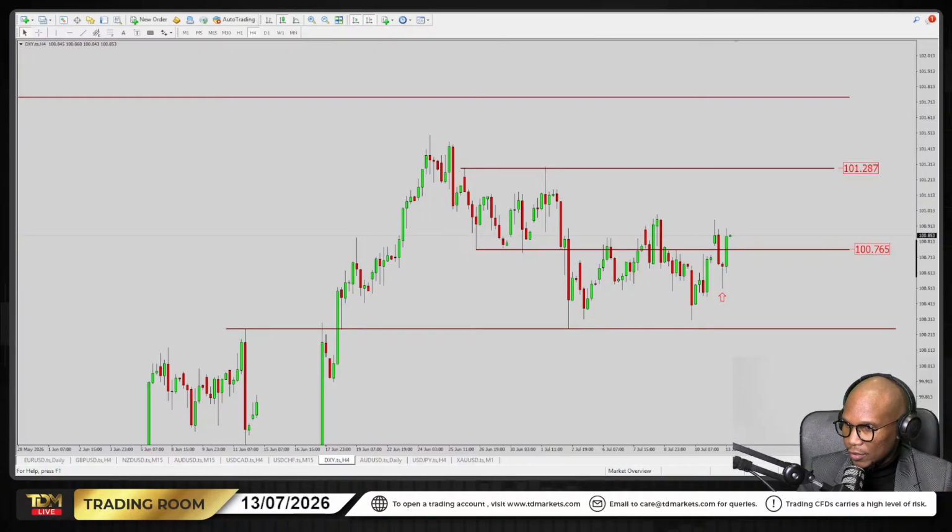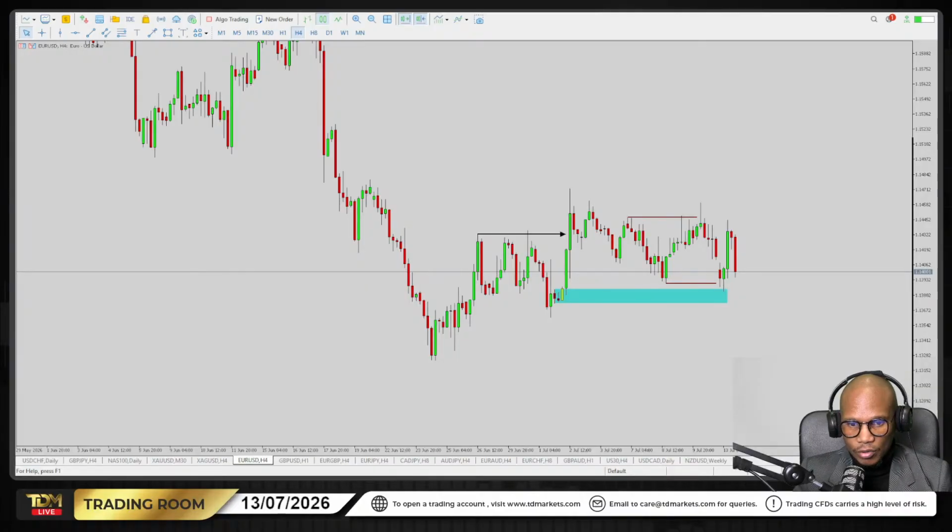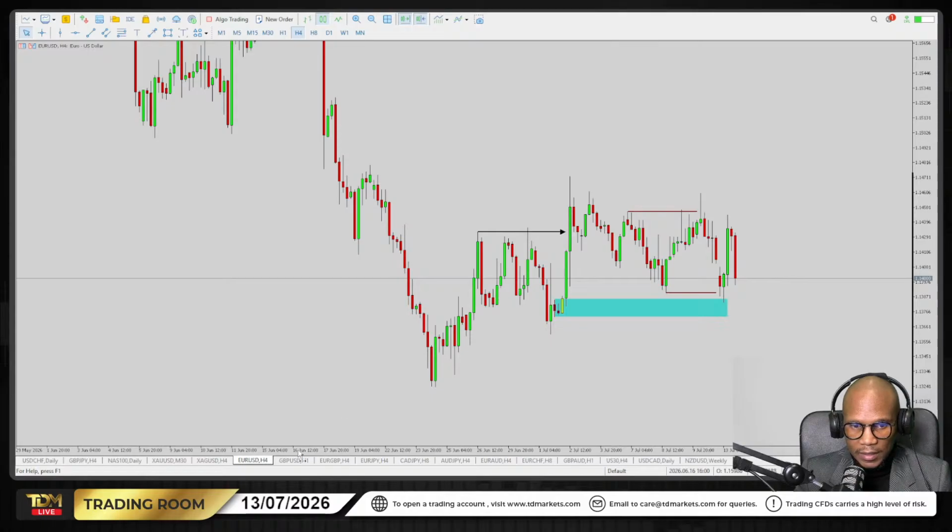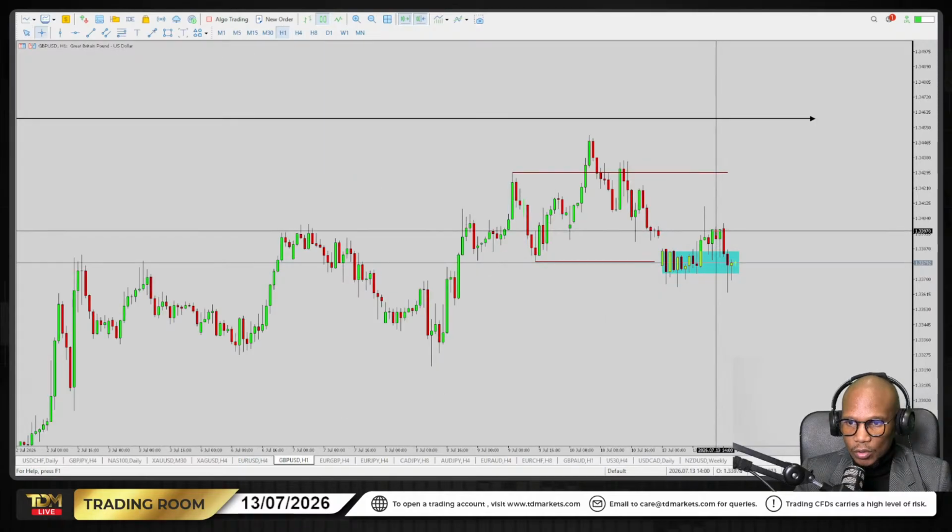All right. So then we're gonna have a look at some dollar strength. If you look at the Euro USD, I'm out on this one. Unfortunately, it didn't play out. I'm out. GBP USD also, I'm out on this one. Did not really play out.